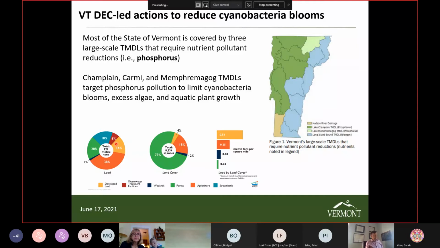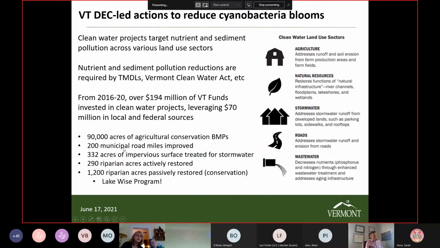And we can see here that for Lake Champlain, with land cover, while 73% of the Lake Champlain Basin is covered by forests, and only 18% is agriculture and 4% is developed land, that 18% agriculture leads to 38% of the phosphorus load to Lake Champlain, and the developed land leads to about 16%, with the other sources coming from forestry, stream banks, and wastewater treatment. So we're really focusing a lot of our TMDL efforts on reducing non-point sources of phosphorus from agricultural lands, and then using different tools to reduce stormwater runoff.